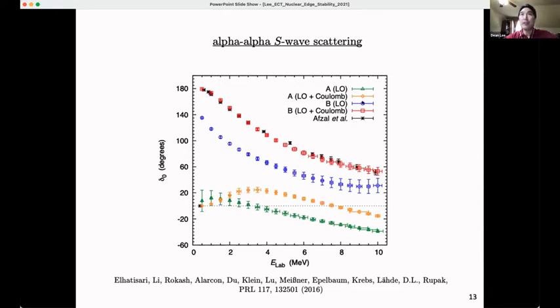But when we take interaction A, we actually have a repulsive interaction at higher energies. And generally speaking, we have a very weak interaction at low energies and a little bit of repulsion at higher energies. So this is consistent with the idea that the alpha-alpha interaction is too weak, and we've produced an alpha gas.